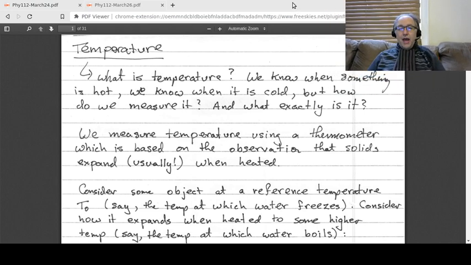So thermodynamics is the study of heat. Okay, it's the science of heat, and it was actually Einstein's favorite subject. He said there was no subject more complete, no physics more complete than the study of heat. And so, well, let's begin. The first question is, what is temperature?